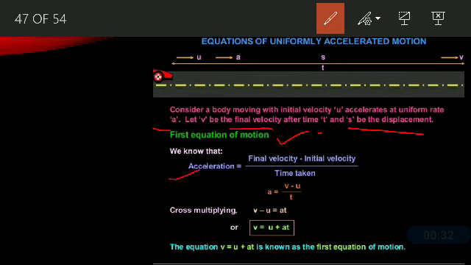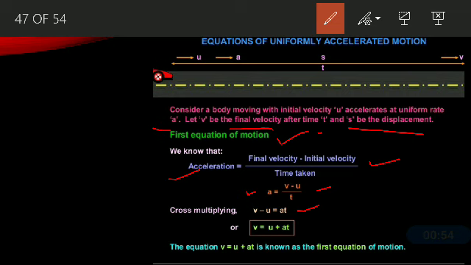We know the formula of acceleration is final velocity minus initial velocity upon time taken. So acceleration is denoted by a, final velocity is denoted by v, initial velocity is denoted by u, and time is denoted by t. By cross multiplying, we will have v minus u equals to at.